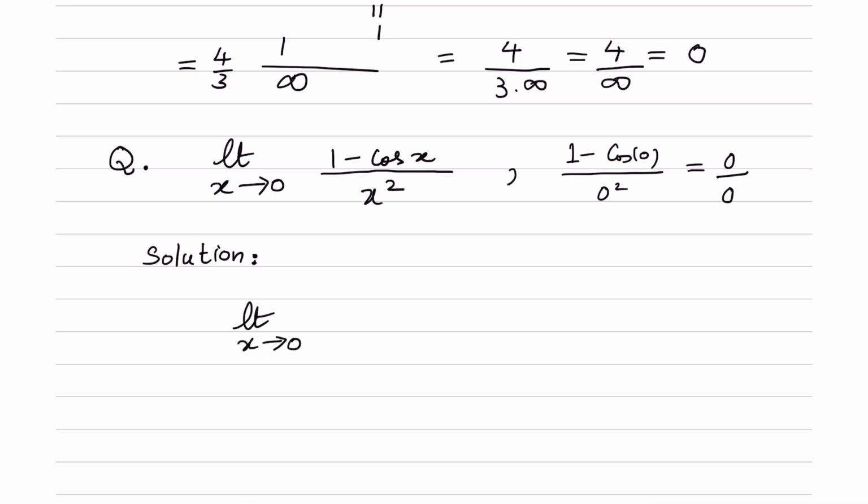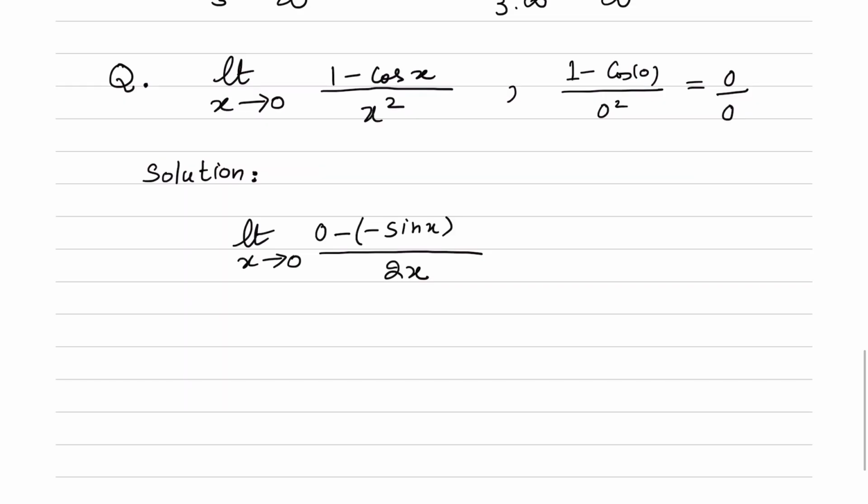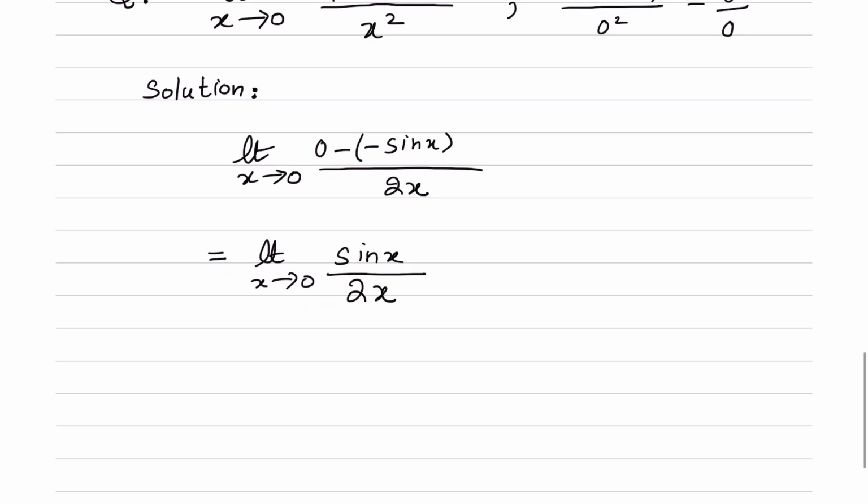Limit part as it is. Now the application of L'Hopital rule. Numerator derivative: derivative of 1 is 0, minus cos x derivative is minus sin x, divided by derivative of x square which is 2x. We have applied the L'Hopital rule. Now we are going to simplify this expression. It gives us sin x divided by 2x. We cannot simplify this any further, so we will apply the limit.